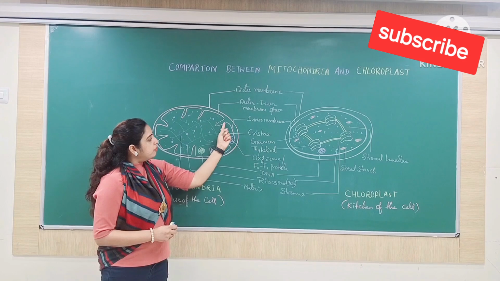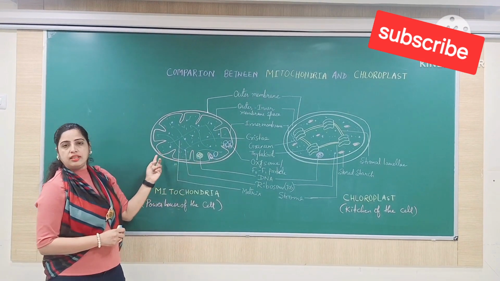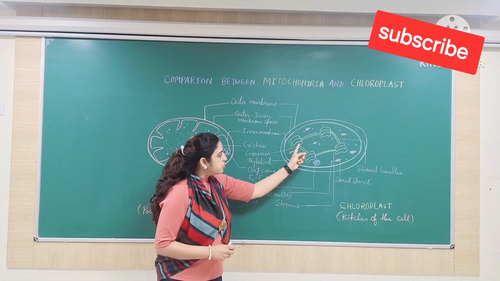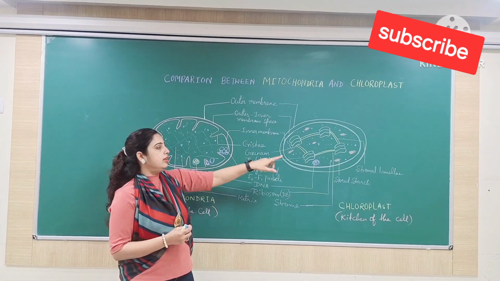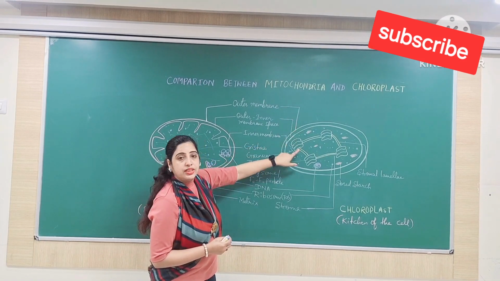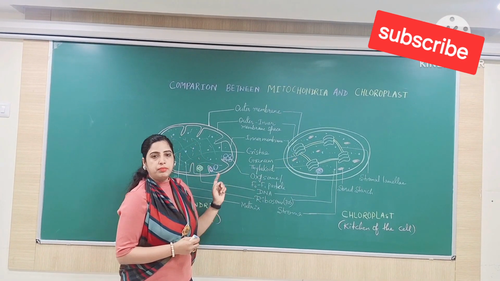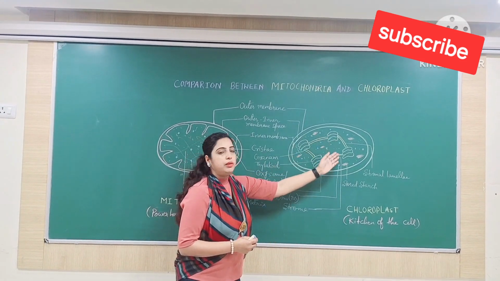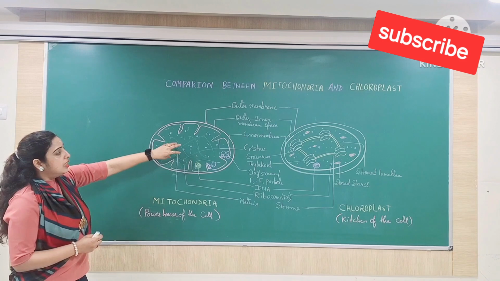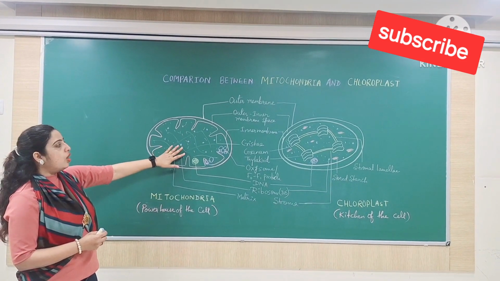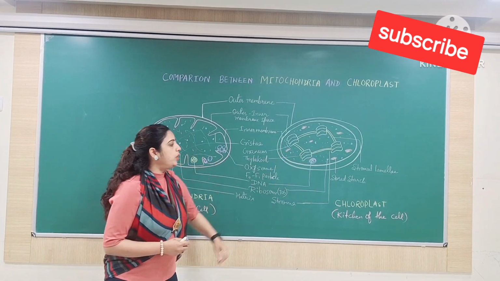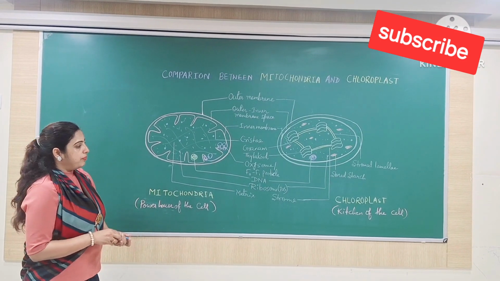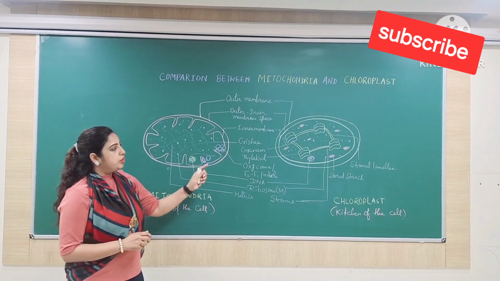Now, you see some projections which are inwards in the mitochondria. These are called cristae, whereas you see some structures here like stacks of coins. These are nothing but the stacks of thylakoids which form a granum. You can see many grana in a chloroplast. The liquid present inside the mitochondria is called matrix, whereas the liquid present inside the chloroplast is called stroma. I think this much is clear to everyone.